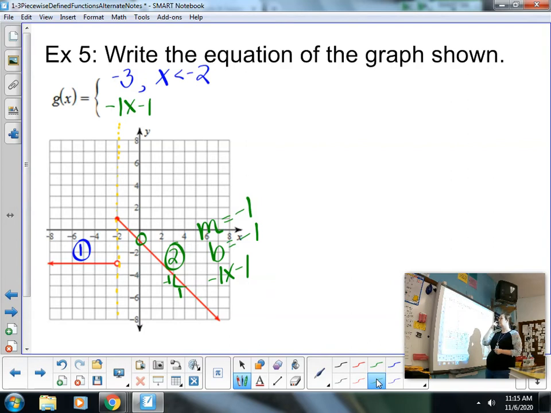And again, you don't have to put the -1 in front of the x. I've just done that for consistency's sake. You can just make that -x minus 1. Again, you don't need to put the 1 there in front of the x.